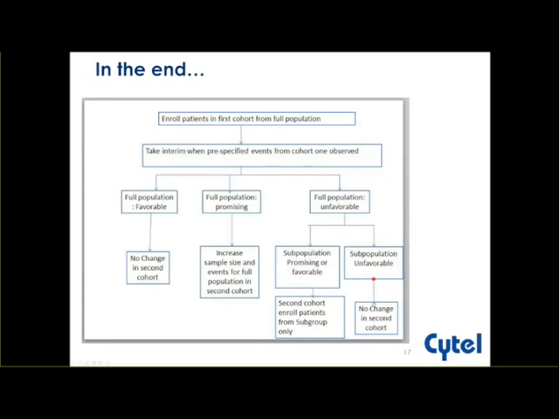And if we are in the unfavorable zone, we can either fall in unfavorable for both the subpopulation and the full sample size, which means that we cannot perform any change in the second cohort, or if we are favorable with respect to the subgroup, then we can increase the participation of the subjects from the subgroup only.